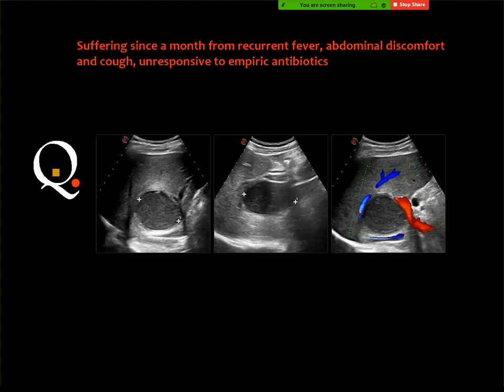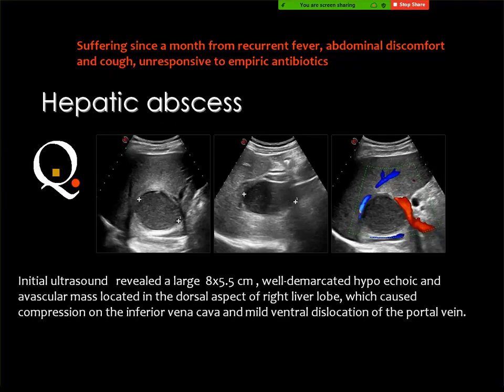Liver abscess, and this is right. This is liver abscess. You got the echogenic content of the abscess, and you may see some acoustic enhancement, and also you know that it is devoid of vascularity.